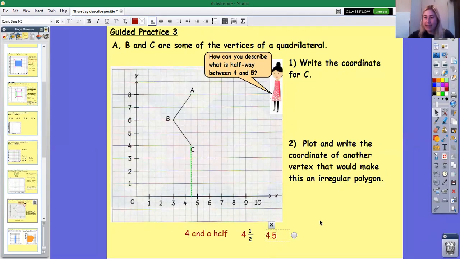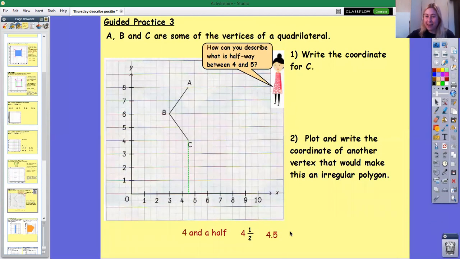So I know that 5/10, add another 5/10 would make a whole 1. Yeah, we did that just before Christmas as well, didn't we? Decimals. So 4.5 is 4.5. This is 4.5, and this is 4.5. There are a few ways we can write it. And that tells me that we can write coordinates with decimals or halves or fractions.